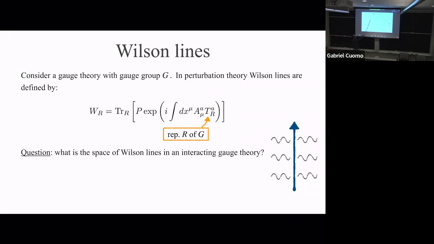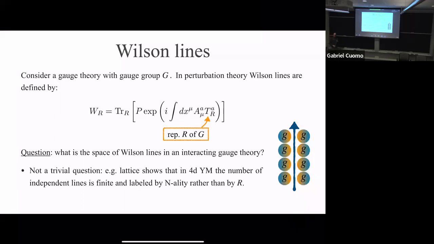You take a gauge theory, not conformal at this stage, and you write the trace in a representation of the gauge group of the path-ordered exponential of the gauge field contracted with T. And the question I want to ask is, what is the space of Wilson lines in the interacting gauge theory? This is a hard question, even though it doesn't seem so.